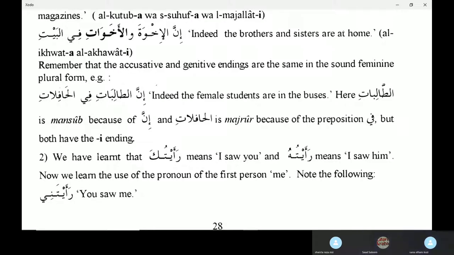For example, inna talibati fil hafilati. Indeed, the female students are in the buses. Because of alif ta, even though talibati follows inna, it becomes kasra. And because of the preposition fi, it's hafilati. Here, at-talibati is mansub because of inna, and al-hafilati is majroor because of the preposition fi, but they both have kasra endings. It's still mansub, but with a kasra.